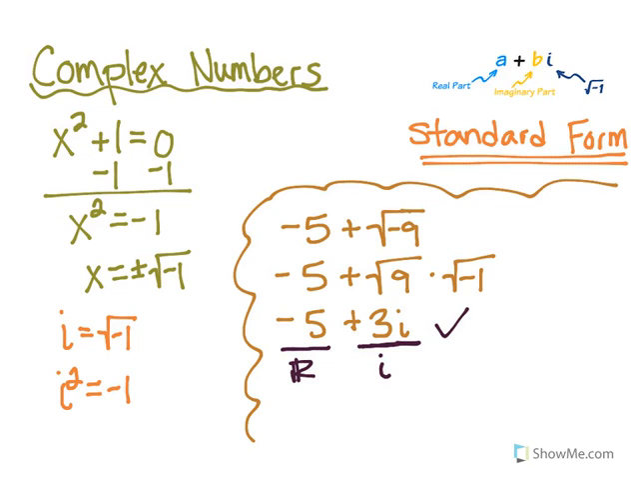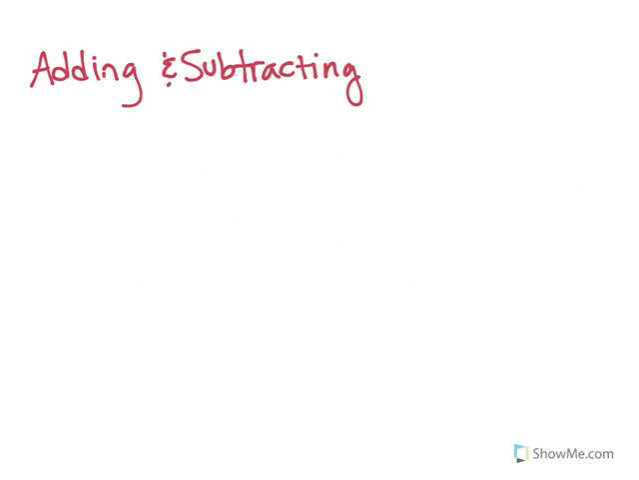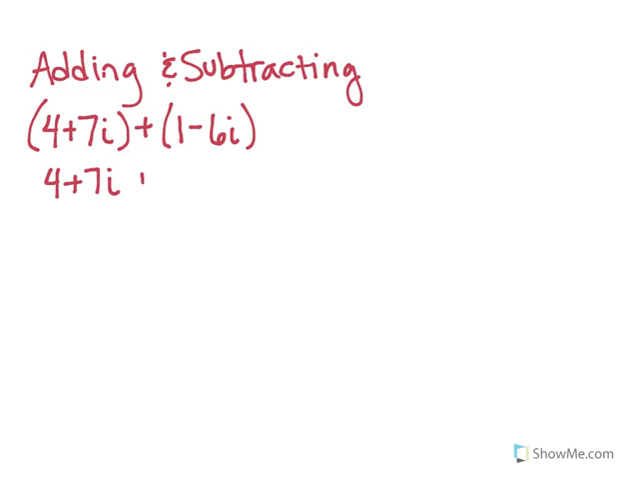So let's take a look at next how to add and subtract complex numbers. So here's our problem. We're going to have (4 plus 7i) plus (1 minus 6i). And it's important to understand that if you are adding anything together, parentheses and grouping are not necessary, especially if there's no exponents and no coefficients to distribute. So with that being said, I'm going to rewrite this as 4 plus 7i plus 1 minus 6i.